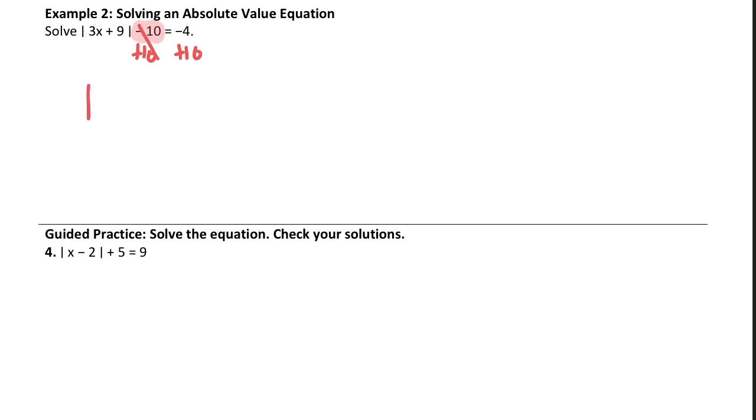So this would be the absolute value of 3x plus 9 equals negative 4 plus 10, which is 6. Okay, so now I can set up my two equations to solve because my absolute value is equal to just a single number. 3x plus 9 could be equal to 6, and 3x plus 9 could be equal to negative 6.